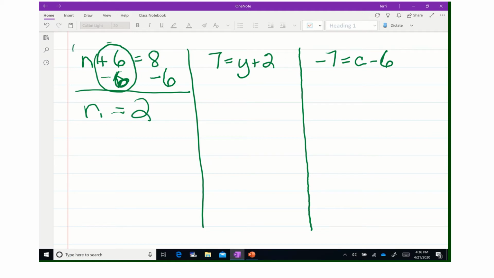We can always go back and check this by substituting our answer in for the variable. 2 plus 6 equals 8 is a true statement, so we know that our answer is correct.